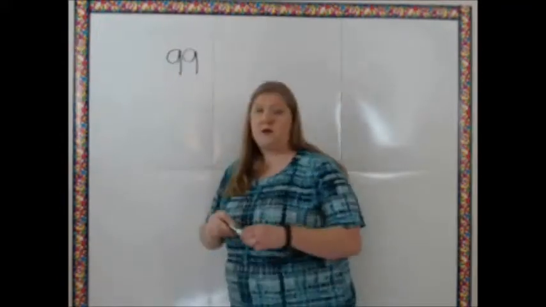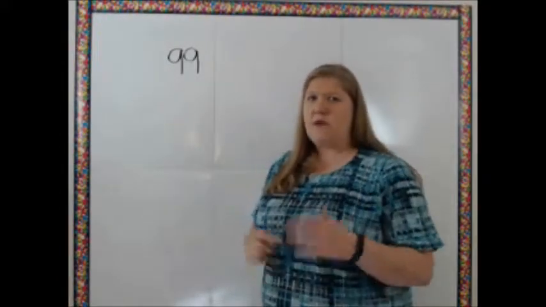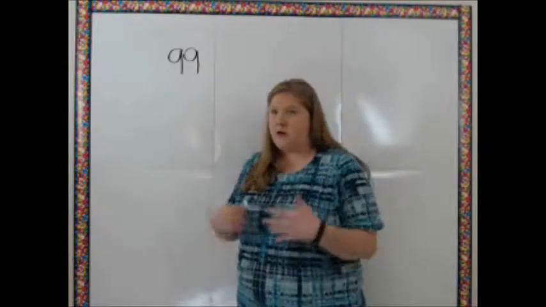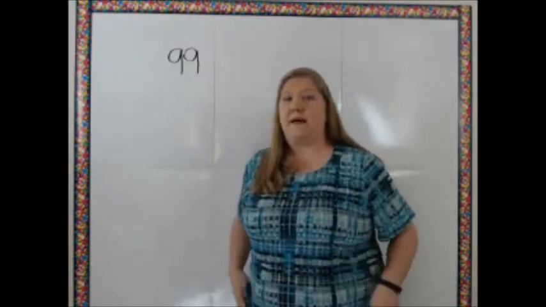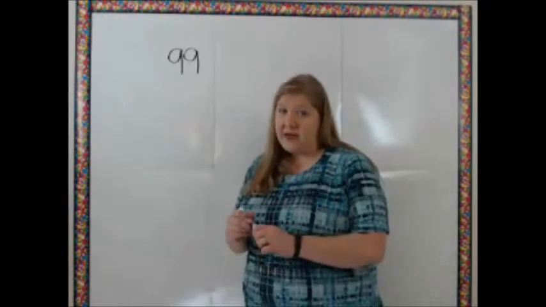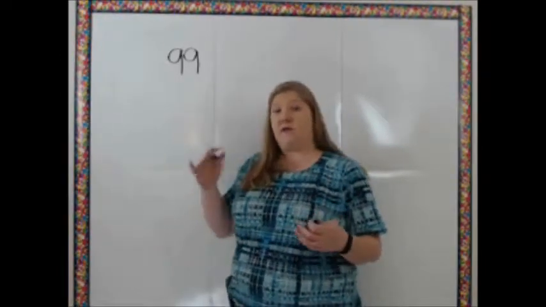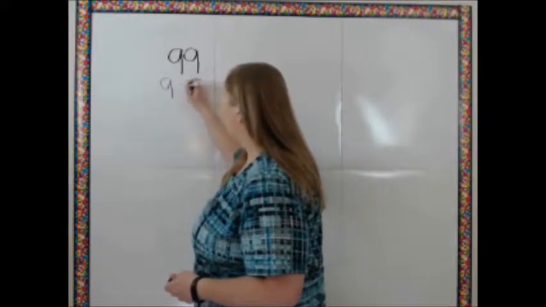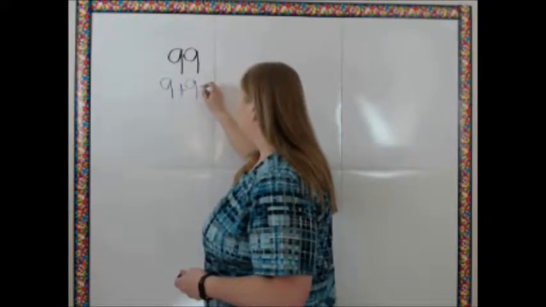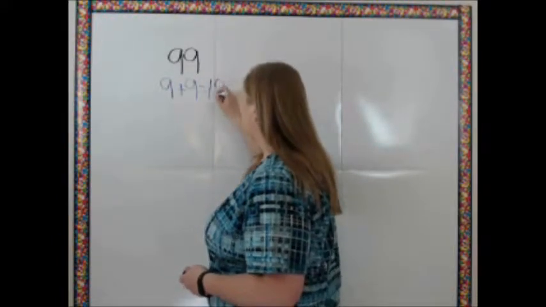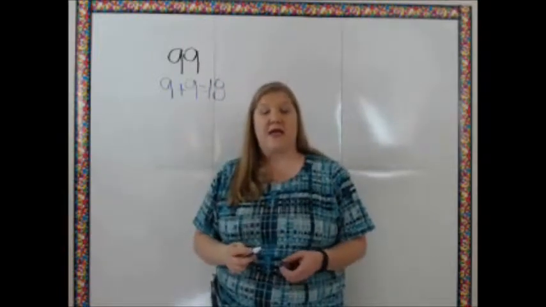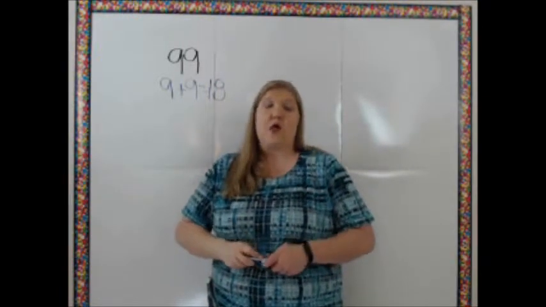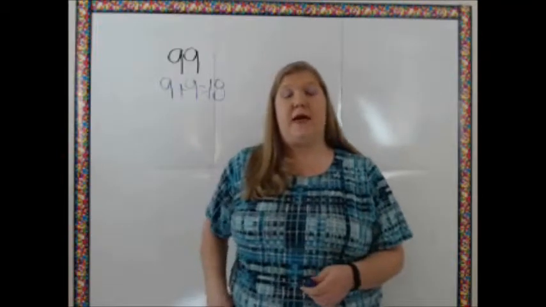Okay? So 99. Most of us know that that's 9 times 11 and are comfortable saying that's divisible by 9. But let's use the trick to find out and verify how this works, okay? So we're going to add the digits. So we have 9 plus 9, and we get 18. 18 is divisible by 9, and so we know that 99 is divisible by 9.